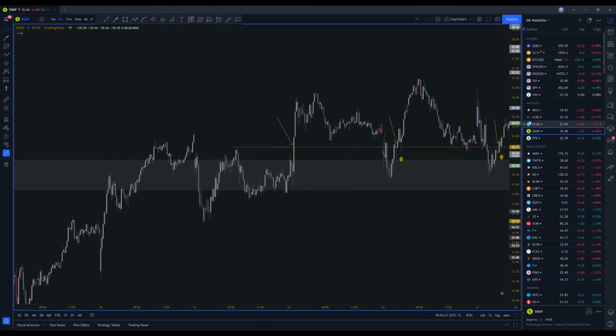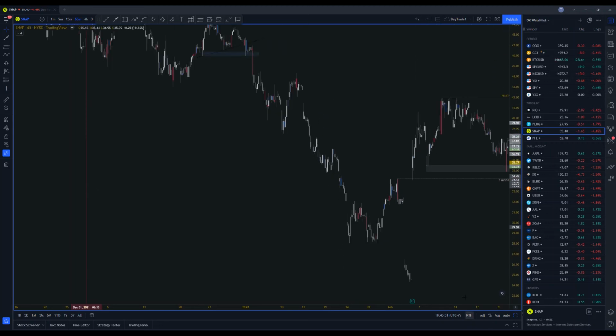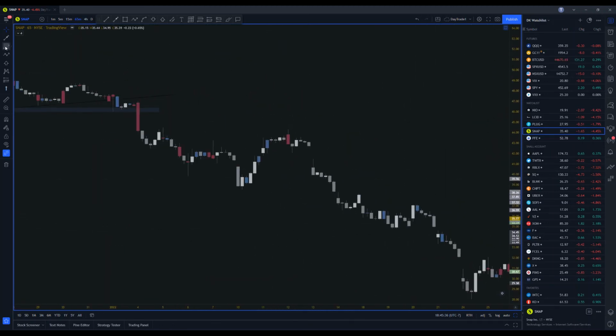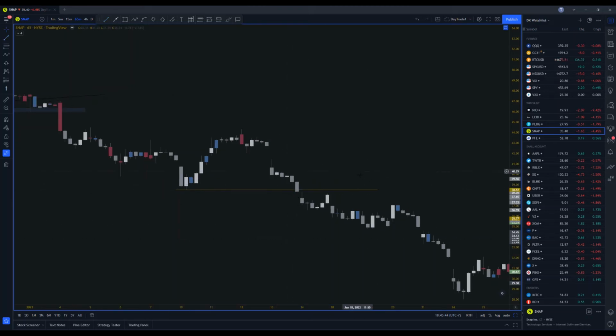Let's look at some to the downside. It's pretty much going to be the same thing. It's just testing to the downside. So let's take a look right here at Snap again. With Snap, you find the low, which is this wick right here. That's your most recent low. You draw a line. Cool.